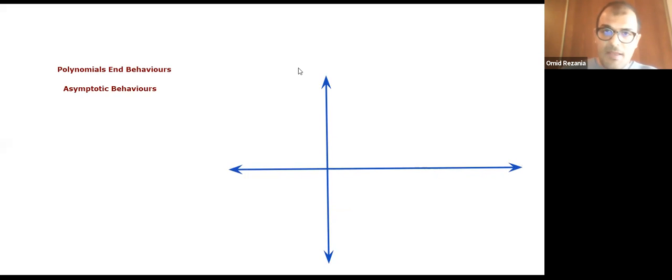Okay, now guys, look at this. Before we talk about the end behaviors and asymptotic behaviors, something which we also talked about last week, but in brief: what do we mean by the end behavior, or asymptotic behavior? This is the formal definition of the end behavior of the polynomial function.